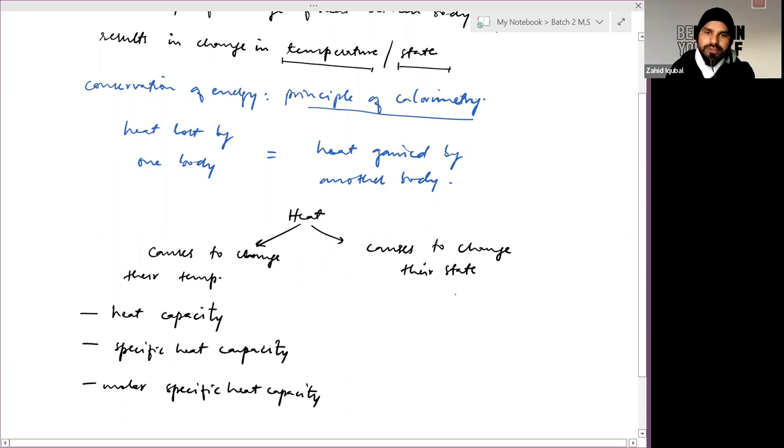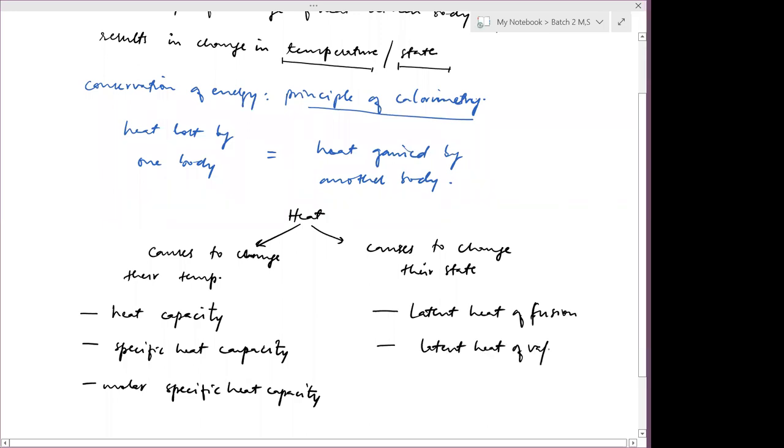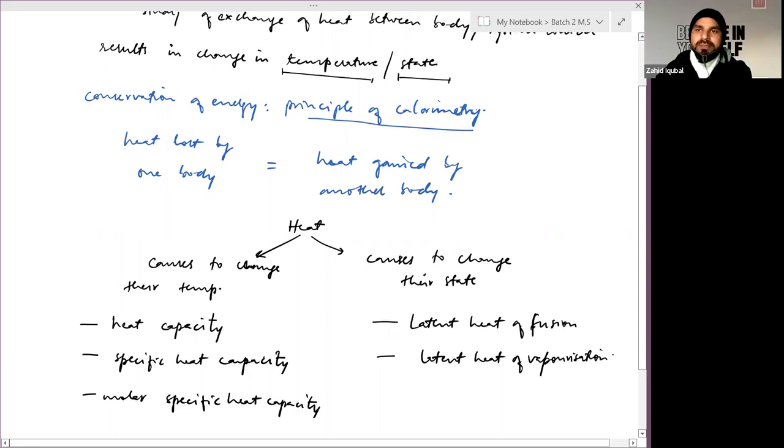For the second part, heat which causes a change in state, we may define first latent heat of fusion, and second latent heat of vaporization. Okay, first write it down, then I'll define the rest.